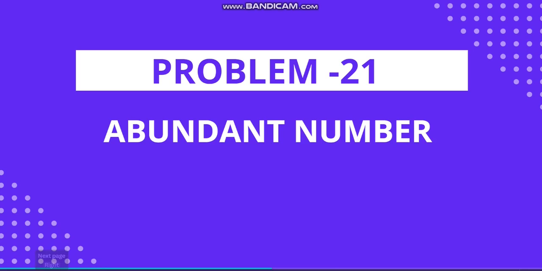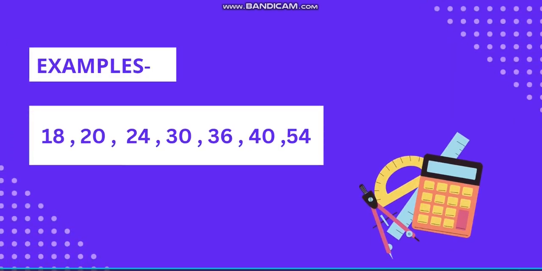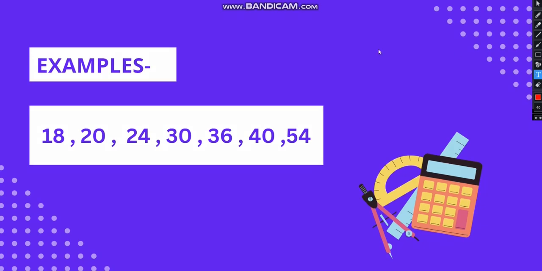Okay, for example, let's see 18, 20, 24, 30, 36, 40, 54. These all are abundant numbers. How are they abundant numbers? Let's check. As I said, the sum of its factors should be greater than the number.